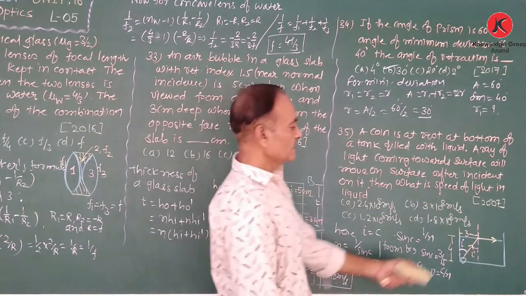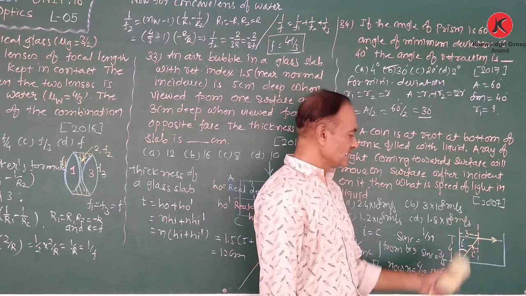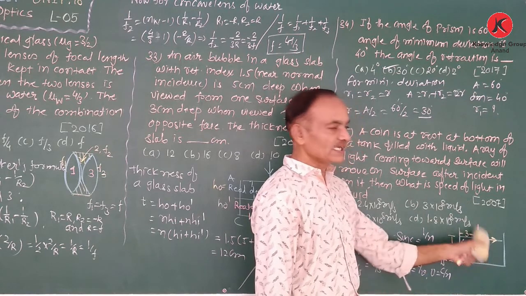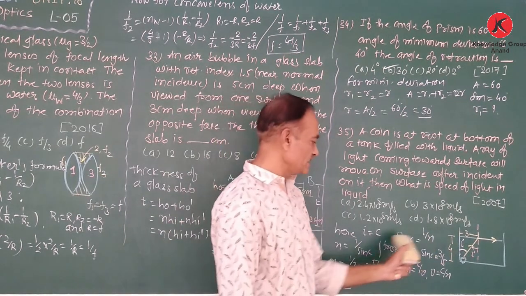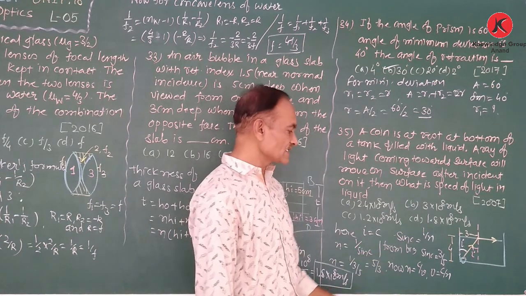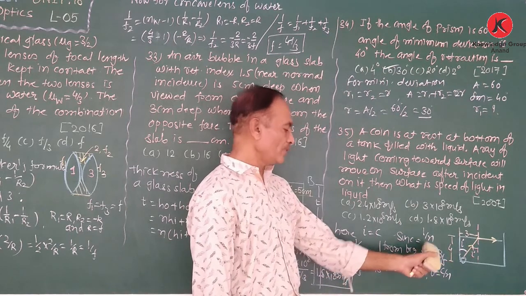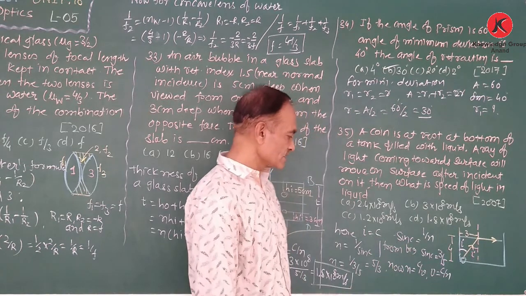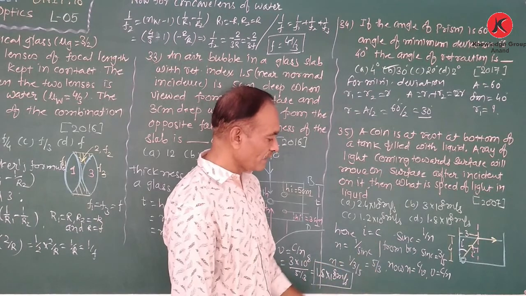Again, here the figure is given. The depth of a coin is 4 centimeter and from the one edge is 3. Therefore, the ray coming from the coin, after the reflection, goes parallel to the surface. Therefore, the angle must be C. And we have the condition for total internal reflection, sin C is equal to 1 upon n. Therefore, n is equal to 1 upon sin C. And from the figure, sin C is equal to opposite to the hypotenuse. Therefore, n is equal to 1 upon 3 by 5, which is equal to 5 by 3.